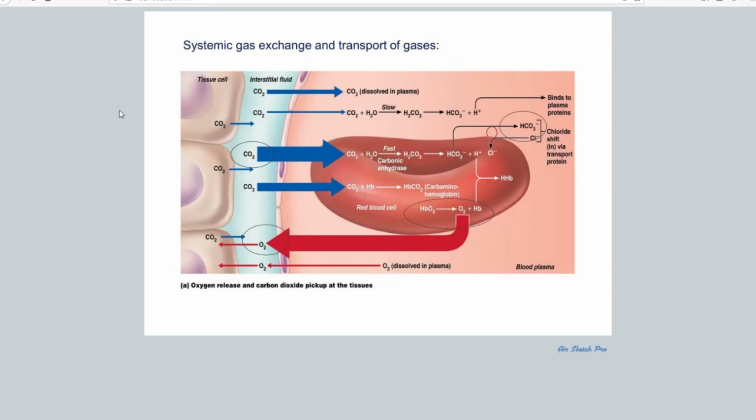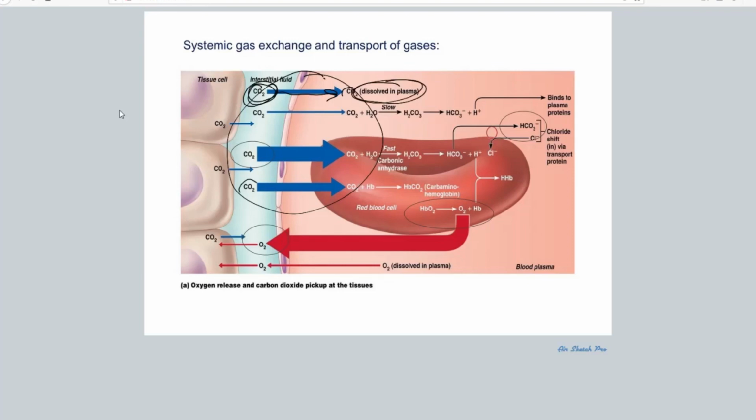But what about carbon dioxide? Okay, so we're picking up carbon dioxide. It has a pressure of 46 in the interstitial fluid and 40 inside the blood, so we know it's going to move from the tissue fluid into the blood. But what happens to it when it gets in the blood? Well, all of these arrows show different ways that carbon dioxide is transported through the blood. And the size of the arrow represents how much of that is transported. So what we see here is that a small amount of CO2 goes into the blood and it simply dissolves in the plasma. And that's how it's transported, dissolved as a gas in the plasma.